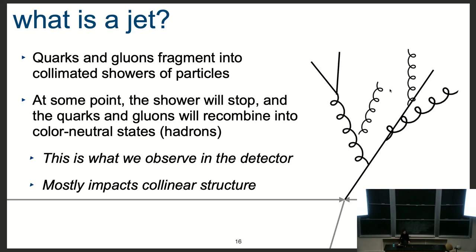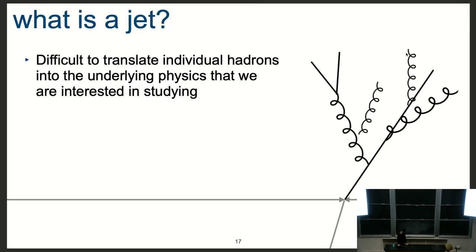The parton shower, which is this part here, is pretty similar to what we will actually see in the detector, because the hadronization, the going from the partons to the hadrons, it's mostly going to impact your collinear structure. So things won't move around too much, but the amount of particles you have will change a bit, and other aspects of the jet will change slightly. But of course, it's really difficult to translate these individual hadrons into the physics we're trying to study.